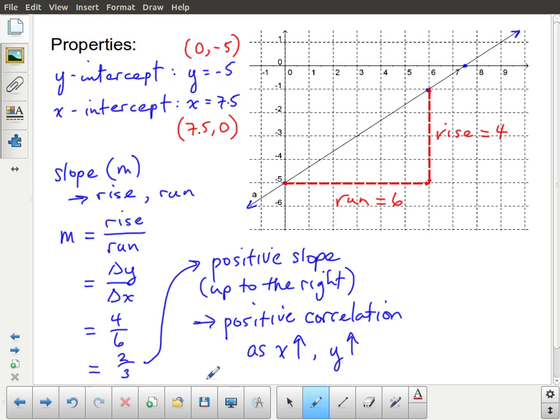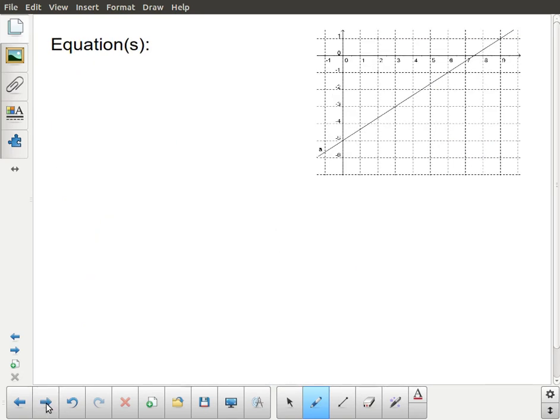So now that we've talked about some of the properties here, let's go on and talk about, well, how do we find the equation for this? Now, there are actually a number of ways to represent the equation of a straight line. Probably the most typical way is what's known as the slope-intercept form, which is y equals mx plus b.